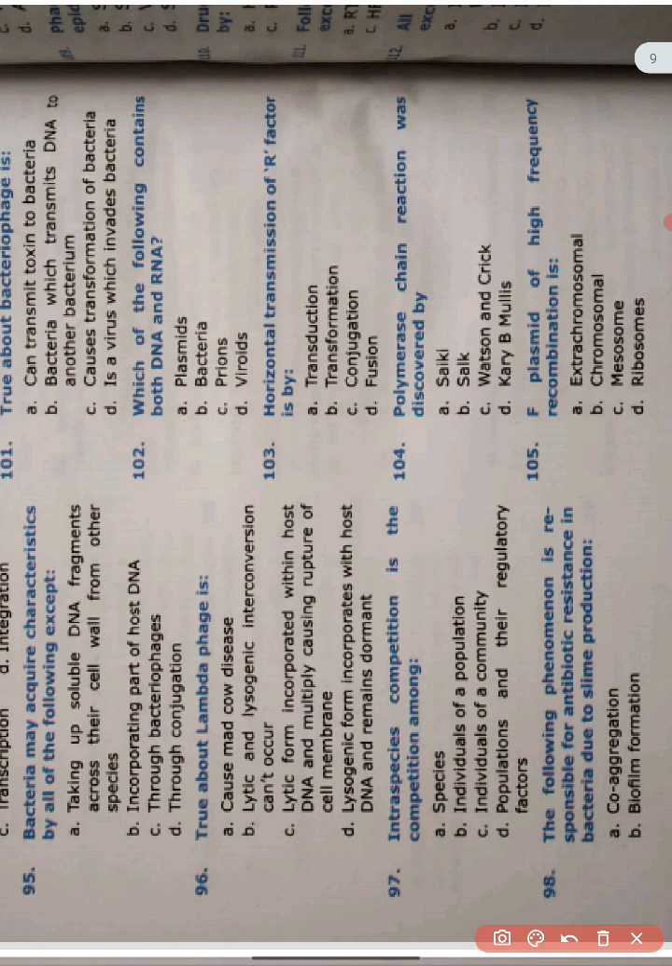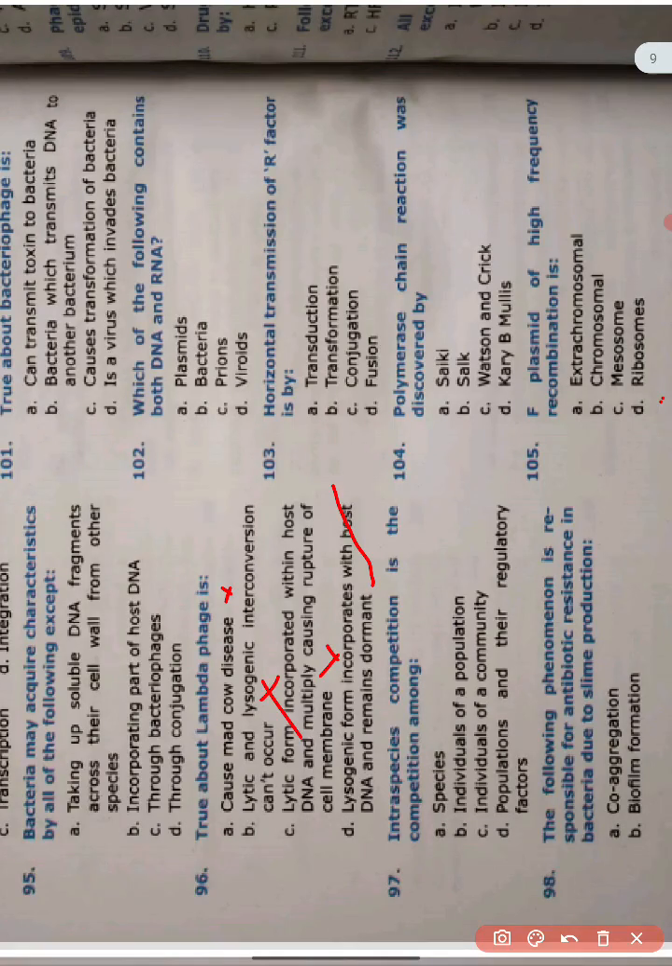Okay, next question: which is true about lambda phage? Does it cause mad cow disease? No. Lytic and lysogenic interconversion occurs. Lytic form incorporated within host DNA and multiply? No. Lysogenic form incorporates with host DNA and remains dormant. During the temperate or lysogenic life cycle, the lambda phage DNA remains integrated with the bacterial chromosome as prophage. It is not disturbing the cell. It is remaining dormant.